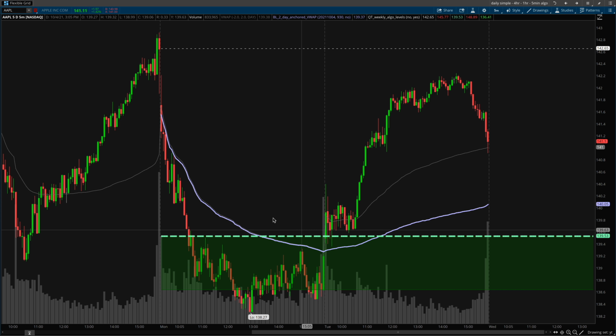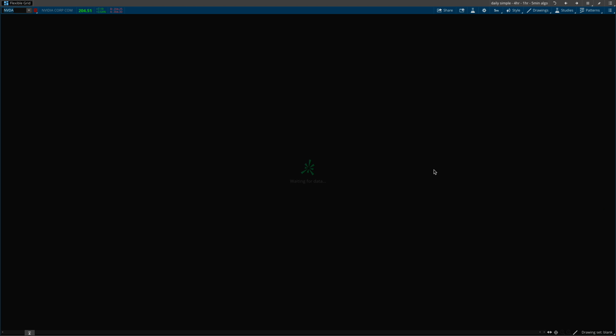That adds a little bit of extra confluence because we already know that this is a good place to be buying Apple for the week, and then it ended up adding just that extra edge or extra confluence that sometimes traders need. If we actually take a look at NVDA, you guys can see a similar situation here.